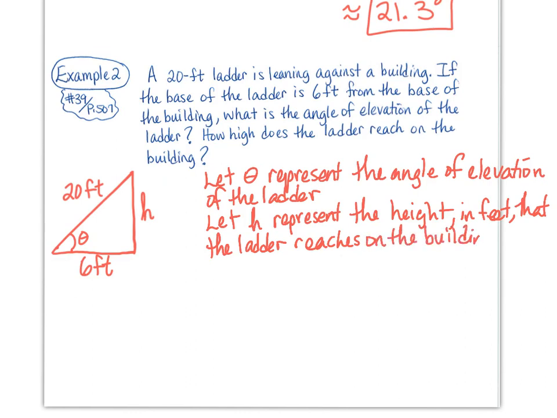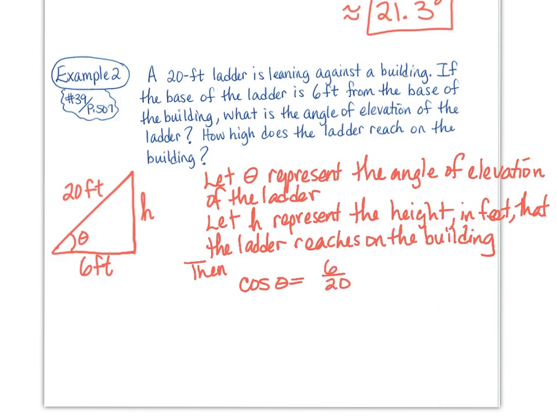Okay? So we've labeled our variables. Now, based on the information that we have in our right triangle, what trigonometric function do you think to use? Cosine, very good. Why? Because you have your adjacent and you have your hypotenuse. Excellent. So we can say then cosine of theta is equal to 6 over 20.